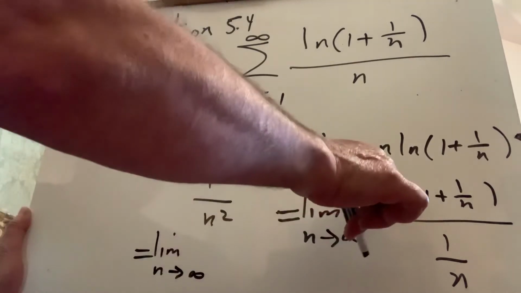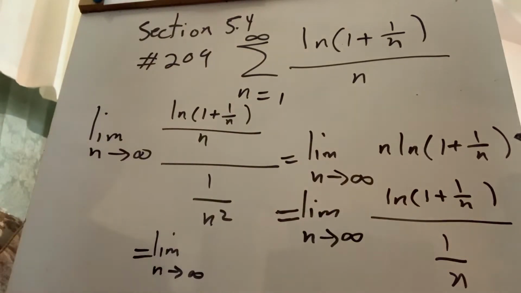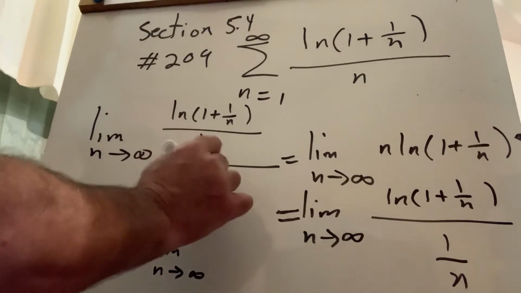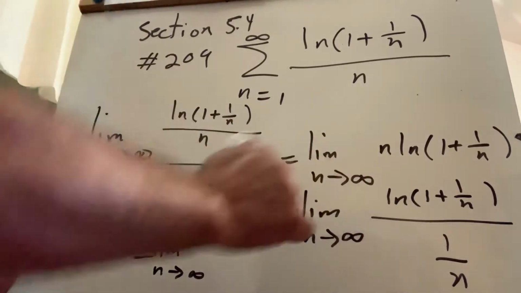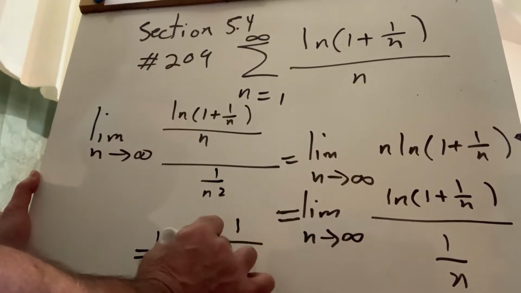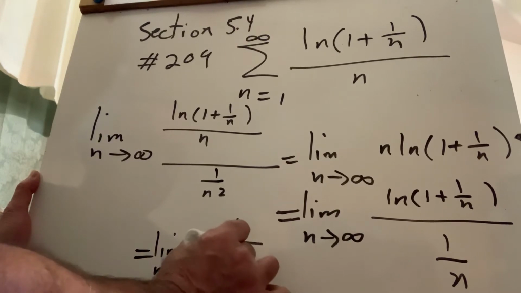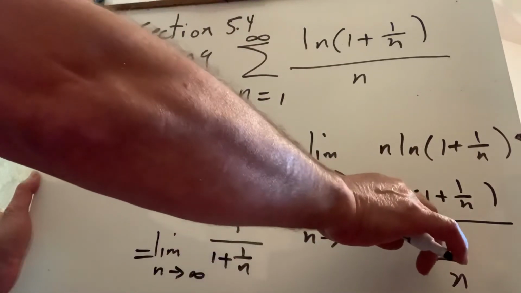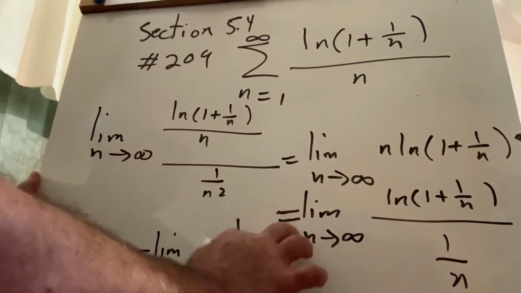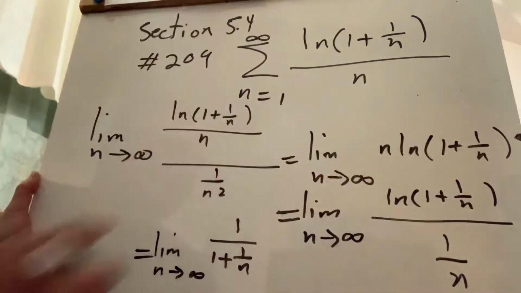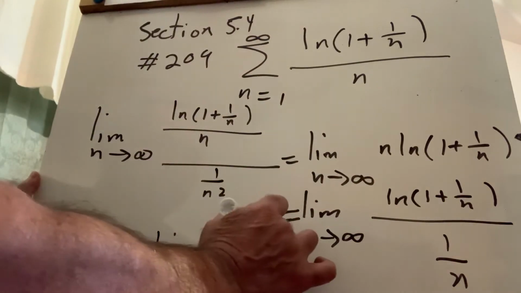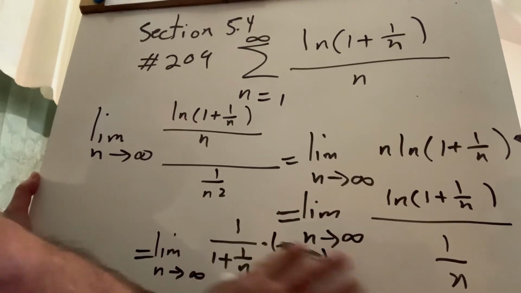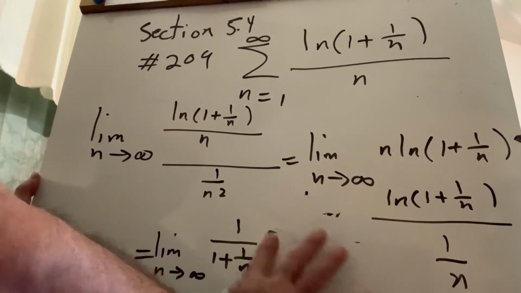So the derivative of the top is 1 over the function. Let me just move this up a little bit. So the derivative of the top becomes 1 over the same function, which is 1 over 1 plus 1 over n, and then times the derivative of the function. Now, the derivative of 1 is 0, and the derivative of 1 over n, don't forget, is the same thing as n to the negative 1. So as you apply the power rule, that should become negative n to the negative 2.